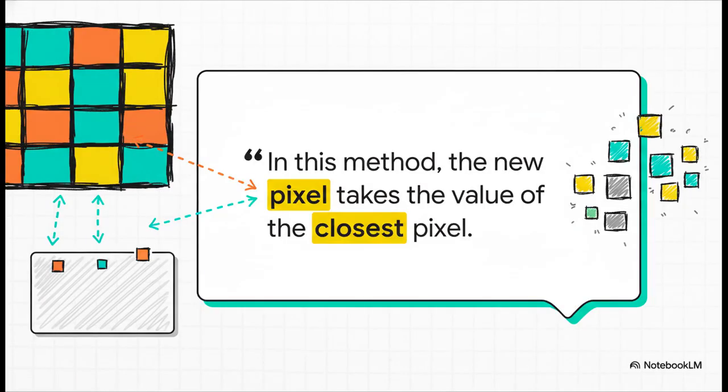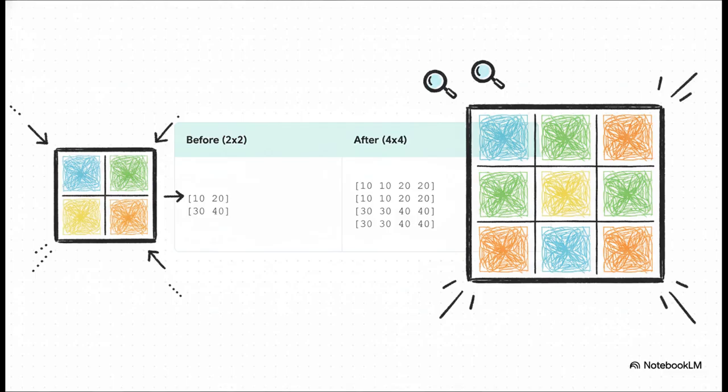The simplest way to do this is called nearest neighbor, and it's super straightforward. To figure out the value for a new, empty pixel, you just find the original pixel that it's closest to and copy its value. That's it. It's really fast, though sometimes it can make the final image look a bit blocky. And you can see it in action right here.